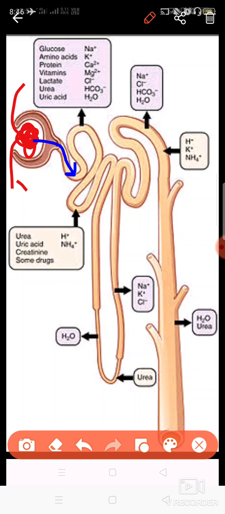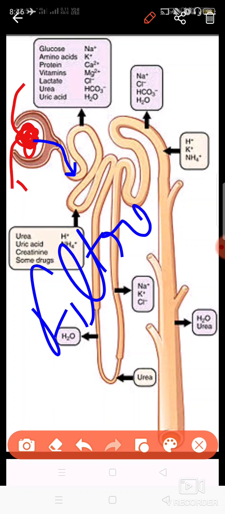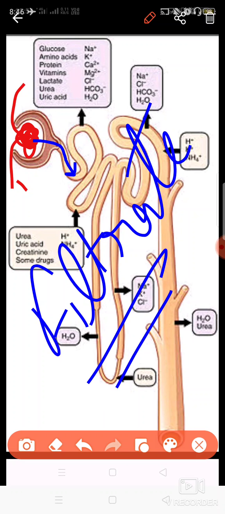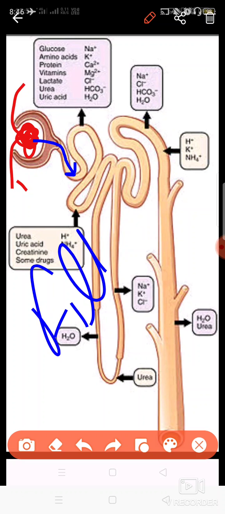So once ultrafiltration takes place in this first portion, whatever is filtered out and remaining is known as filtrate. It contains ions like sodium, calcium, magnesium, water, glucose, amino acids, proteins. All these things are present in this filtrate, and these will then be reabsorbed in other regions.